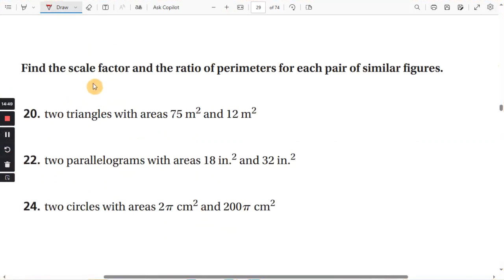All right, last section. They want us to find the scale factor and the ratio of the perimeters for each pair of similar figures. All right, we know that the scale factor is just the ratio of the sides. Okay, and we know that the ratio of the sides equals the ratio of the perimeters. So these are really one and the same. There's really only one answer per problem. Okay, it looks like two, but there's only one.